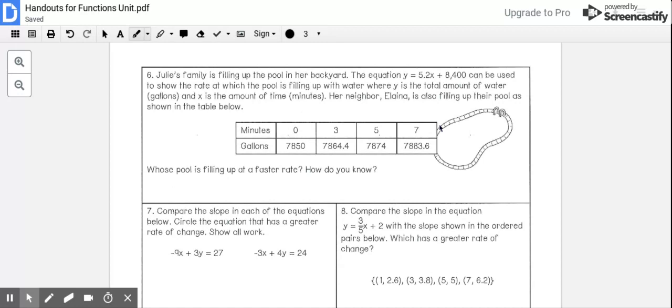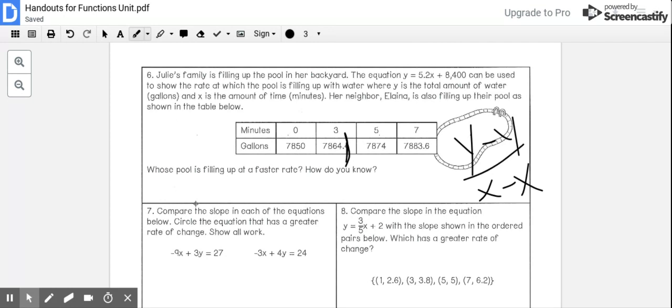Her neighbor, Elena, is also filling up their pool as shown in the table. Now, this one does not have 0, 0, so you know it is not proportional. So you have to do y minus y over x minus x. You cannot just divide like these two because that will not always work. So whose pool is filling up at a faster rate? And you bring that answer back with us tomorrow and see what you get and have both of their rates.